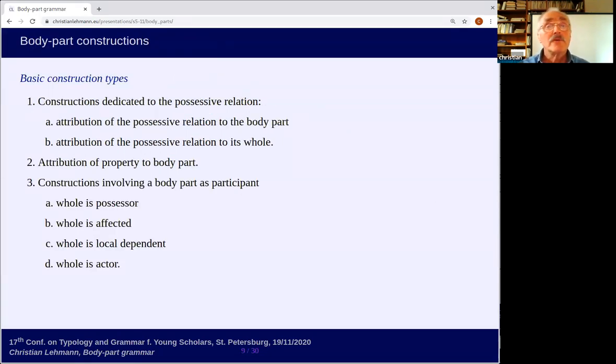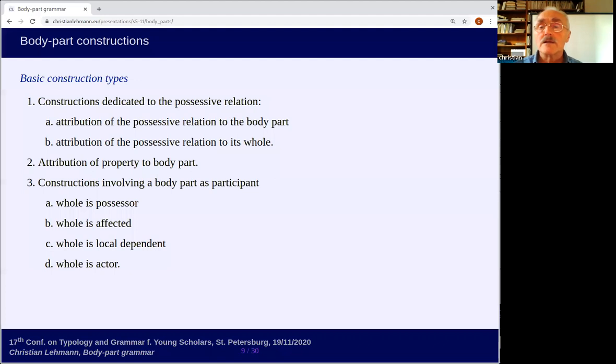And now we come to the main chapter of this presentation. We will be reviewing body part constructions in diverse languages. First, the basic construction types. We are talking about constructions dedicated to body part terms. They are systematized in these three main categories.